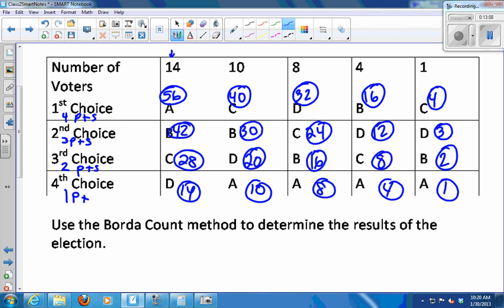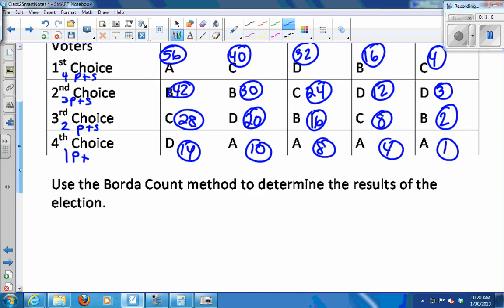Then we have to add up each candidate's point total. Candidate A has a 56, so you have to find all the A's in here. A 10, an 8, a 4, and a 1. So we have 56, 66, 74, 78, 79.